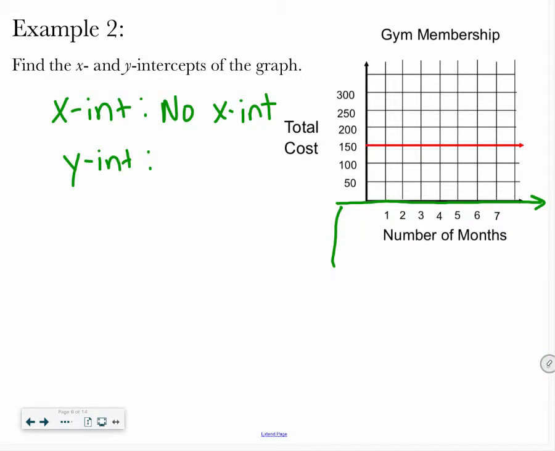So that means there is no x-intercept. And if we look at the y-intercept, it crosses at 150 there. So our y-intercept would be 150.